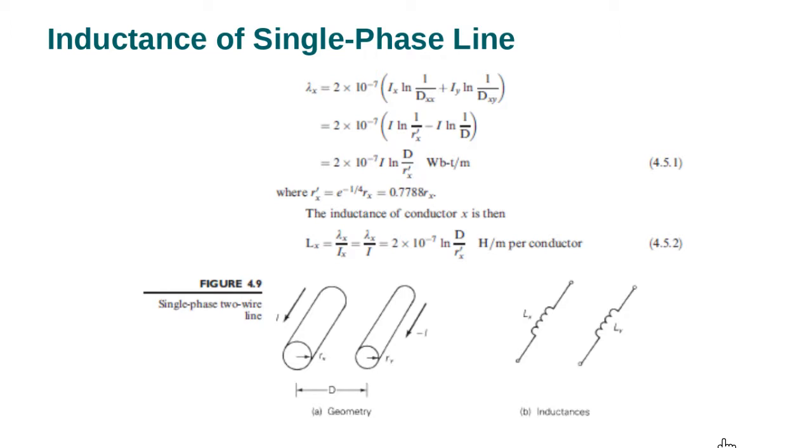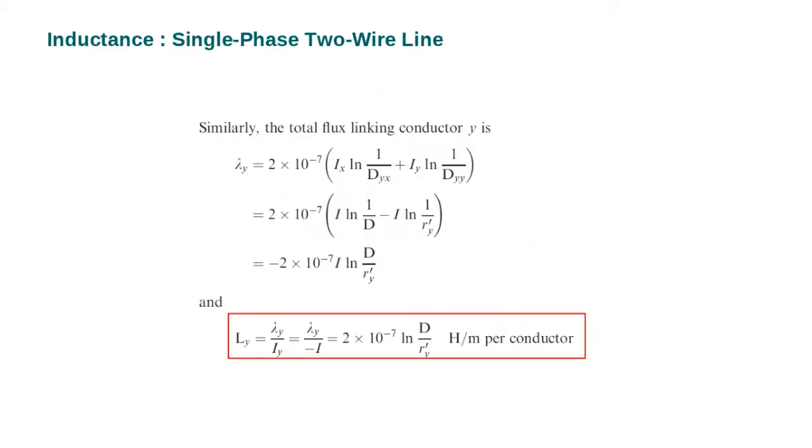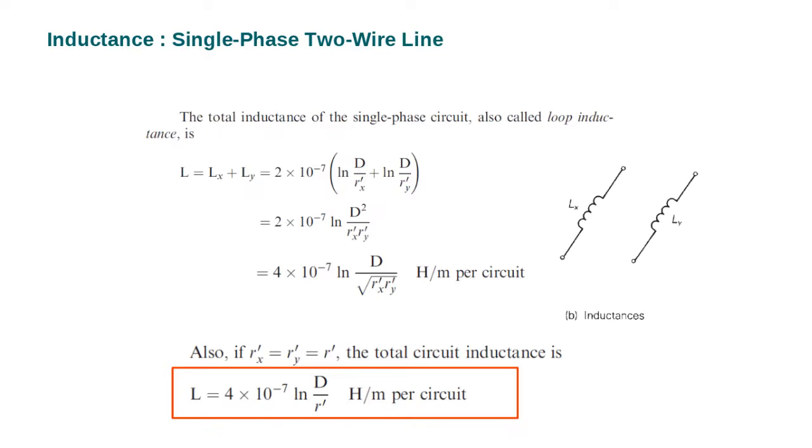And because we have two conductors, single phase 2-wire line, that's what we discussed. For Y will be the same. As we mentioned, if they are the same, then we add them. This is Ly, per conductor, and that is Lx, the same. This is for Ly, the inductance of conductor Y. That's what we discussed.